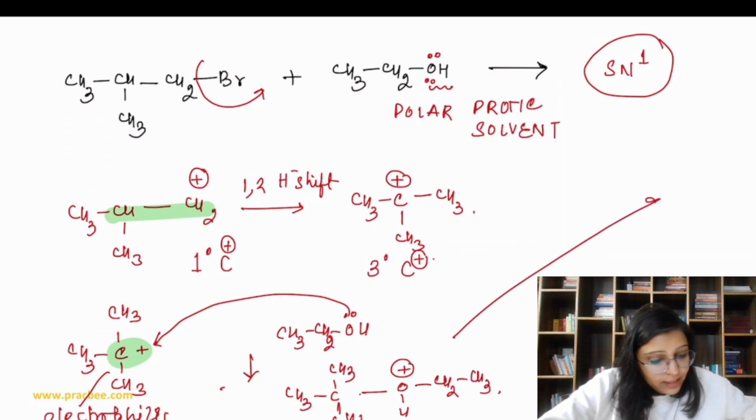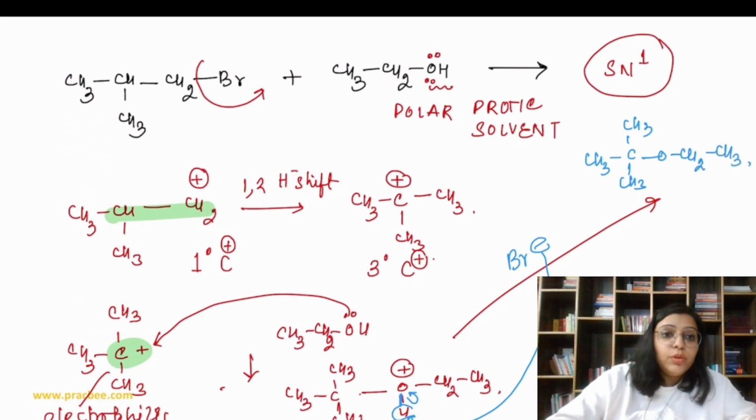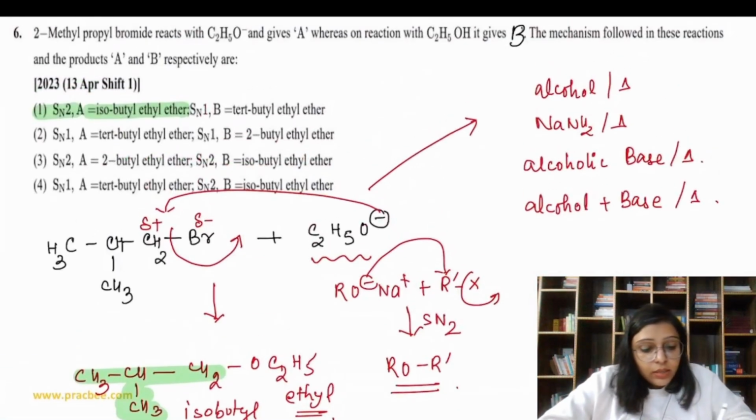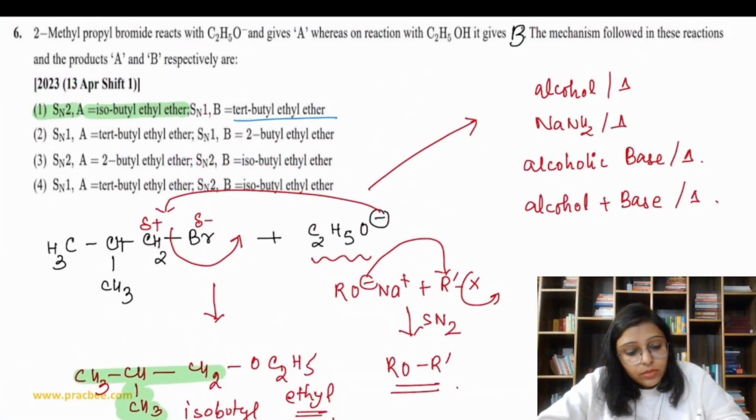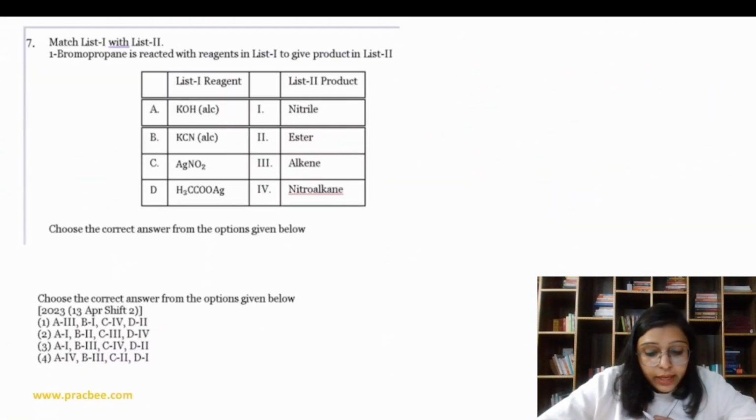That Br minus takes this hydrogen and the electrons of this bond shift to oxygen. So we get CH3, CCH3 and then CH3 and this OCH2CH3. Okay? So we get tertiary butyl ethyl ether. So option A is going to be the correct answer. Clear? Now, moving on to the next question.